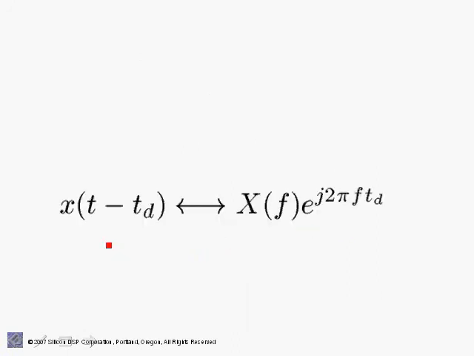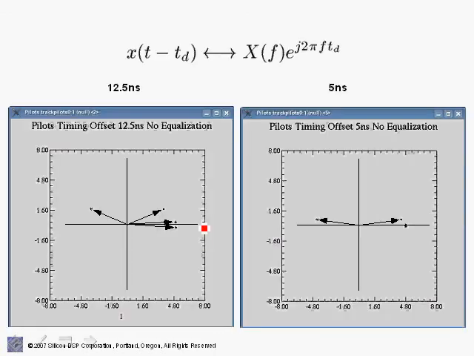Now, if we take a look at the Fourier transform pair shown over here, a delay in time translates to the following in the frequency domain. So we basically get a phase shift due to a time delay in the time domain. So a time delay in the time domain becomes a phase shift in the frequency domain. The phase shift is directly related to the delay in the time domain. So this is a very important relationship. Let's take a look at the situation here. In 802.11a we have 4 pilots. If we have a timing offset of 12.5 nanoseconds between the transmitter and receiver sampling, then this is what we see in the pilots.